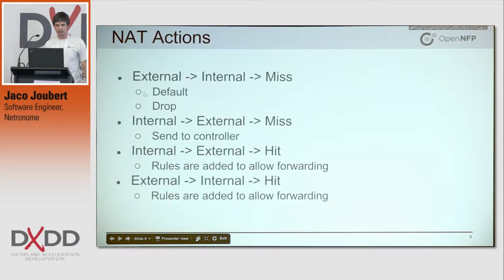So the NAT table has 4 actions. We have an internal to external miss, which means this is the first time the internal device is making a request to the external side.